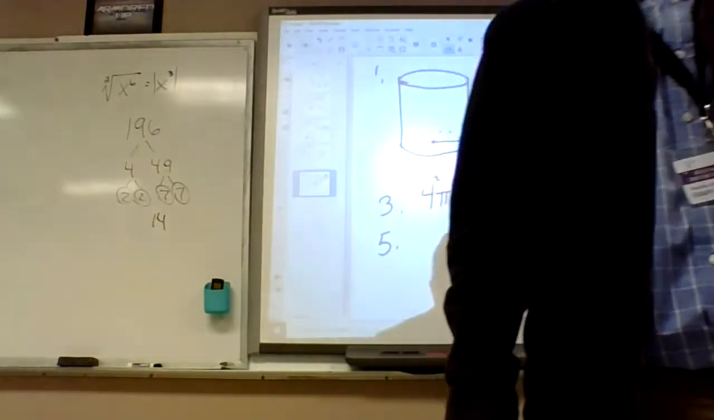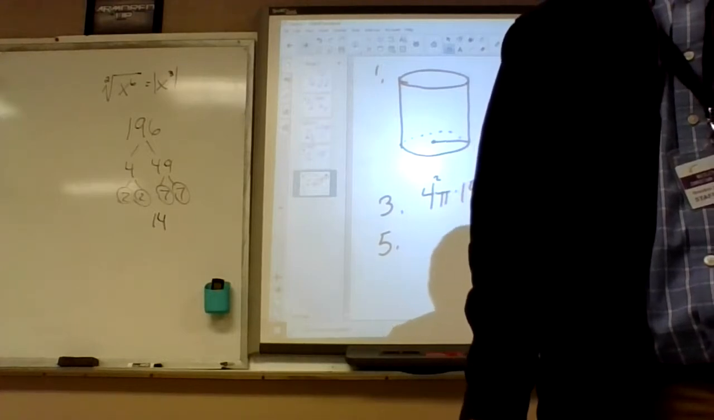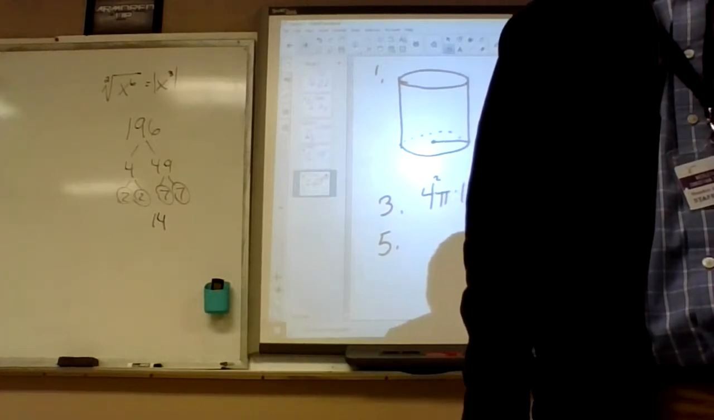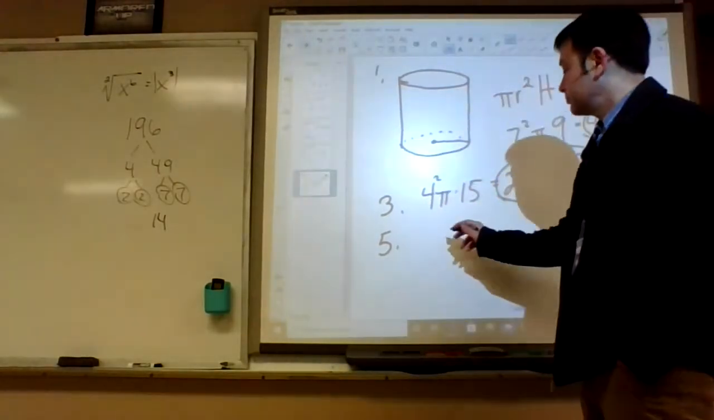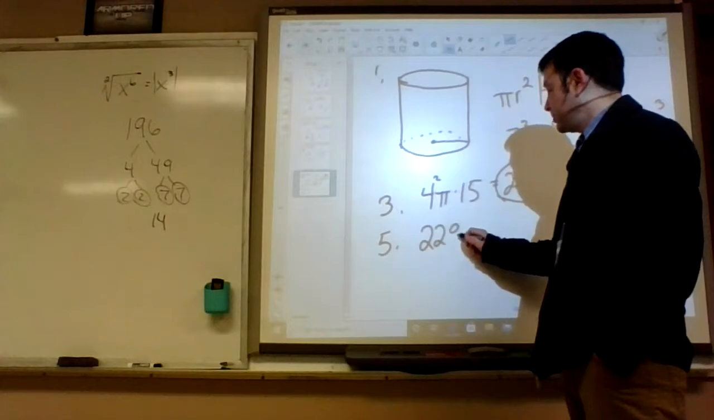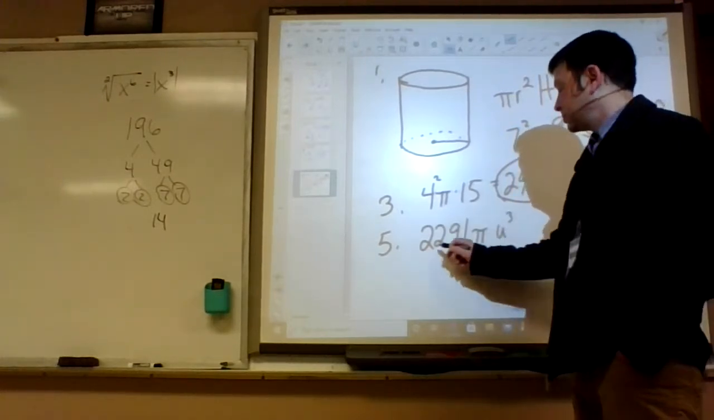Number 5. Cadence, how about 5? It'd be 11 times 11 times 19, which is 2,291. 2291 pi units cubed.